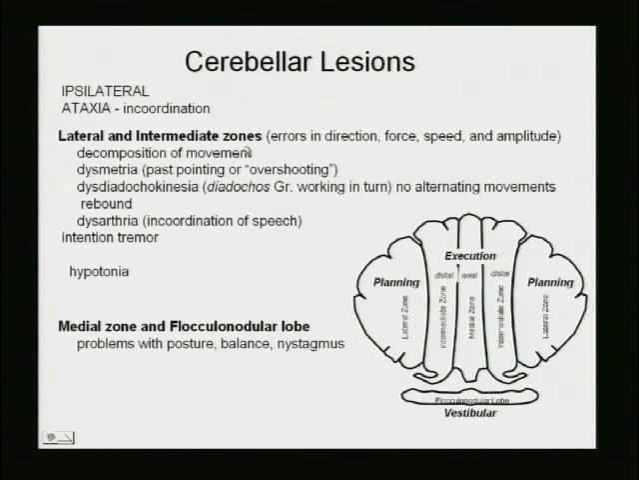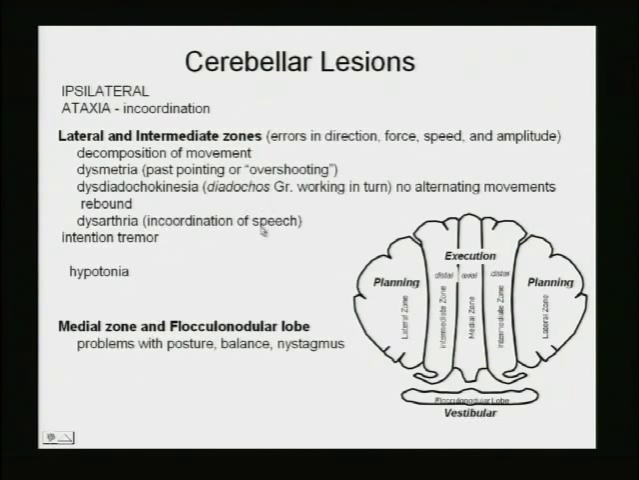What we've done in this course is lump the classic cerebellar signs. With lesions of the lateral and intermediate zones, we're not differentiating, okay? If you have a lesion of the lateral or intermediate zone, you're going to have errors in direction, force, speed, and amplitude. This is classic. You're going to have a decomposition of movement, and pass pointing or overshooting. This is incoordination. You're going to have a great classic thing called dysdiadochokinesia. Try to supinate and pronate your hands real fast. You're not going to be able to do that.